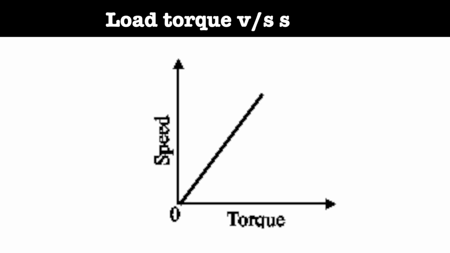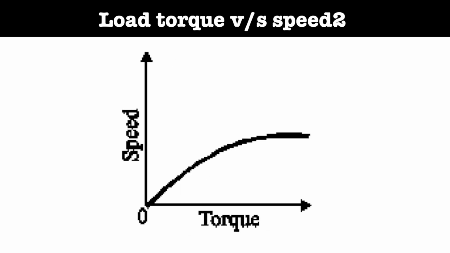The second one is load torque versus speed. The torque increases linearly with speed as shown, and this occurs in the case of fluid friction where lubricant is used. Then we have load torque versus the square of speed. The torque increases as a square of speed and occurs in case of air and fluid friction, such as in fans, compressors, aeroplanes, centrifugal pumps, ship propellers, high speed hoist, traction, etc.